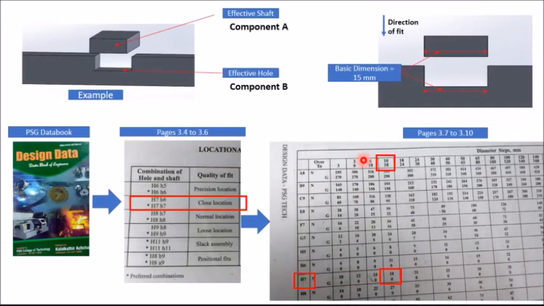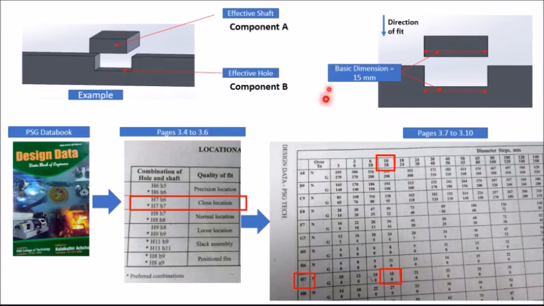Let us consider a case where we want to find the tolerances for a close location fit, specifically H7, H7 between component A and component B. The numerical tolerances for these components can be found from this table given in the PSD data book from page 3.7 to 3.10. Component B, which functions as an effective hole, has a basic dimension of 15 mm.